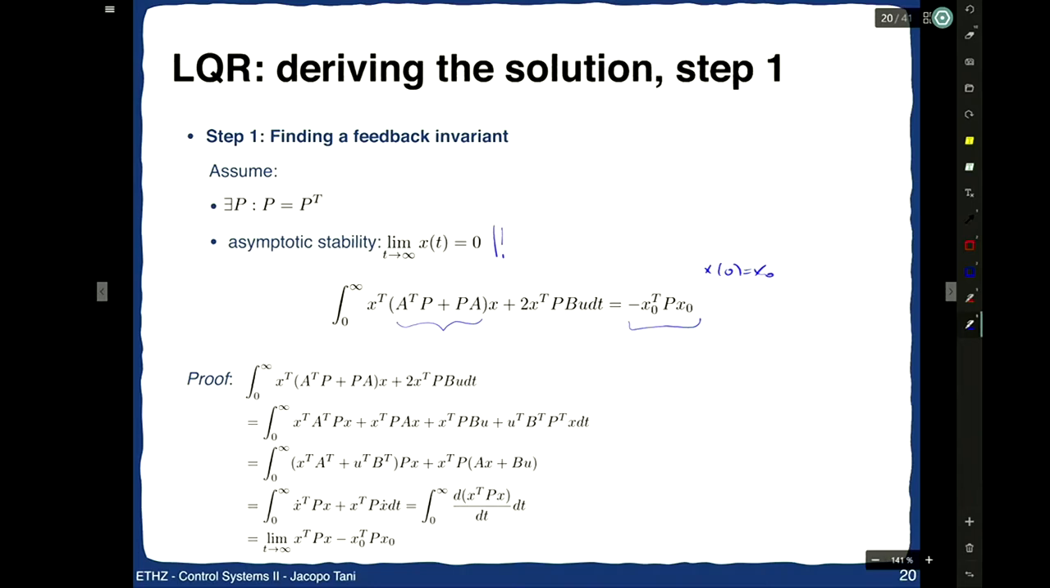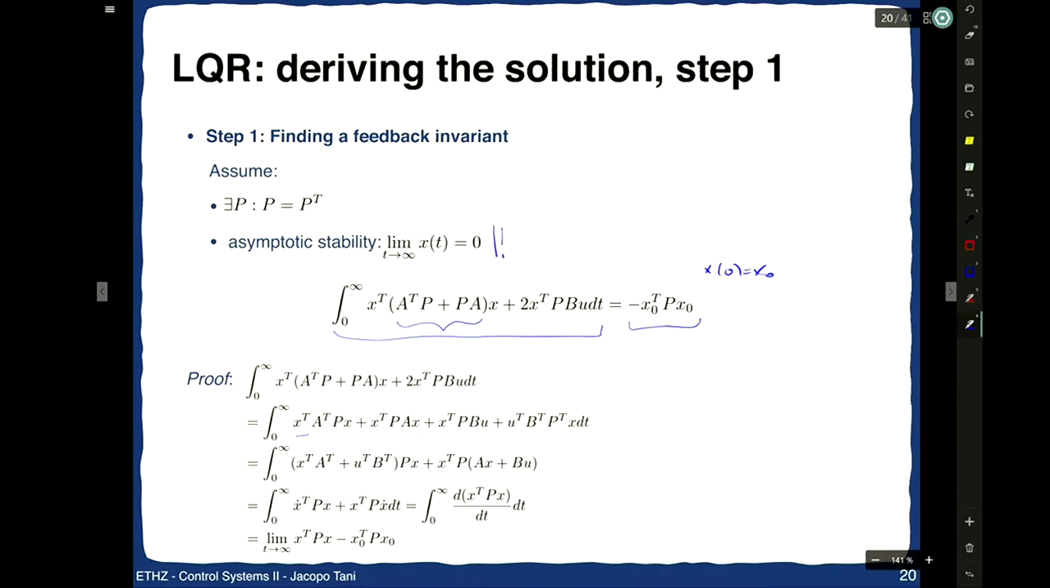The proof happens by simply evaluating the left side of the integral, and it's straightforward. So let's say you start from the beginning, which is the left side of the equation. The first thing we do is just take the multiplications. So we've got x transpose A transpose P and the other term.